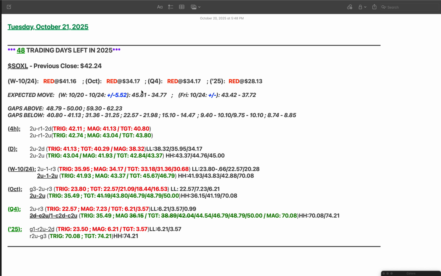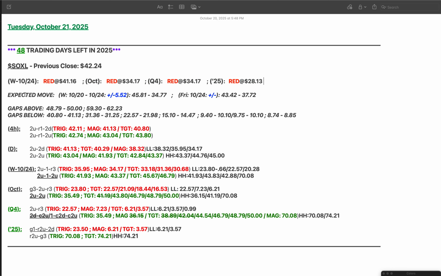We talked about the scalping, how we use the opening print, overnight high, previous high of day, overnight low, and previous low of day. So I won't have those triggers and targets on here. Those you've got to kind of play more on the fly. But we can see for Tuesday, October 21st, we've got 48 trading days left. Today's close price, or Monday's close price, was 42.24, and we can see that the week flip is at 41.16. So we know the week goes red if price goes below 41.16, and then we've already known about the month, quarter, and year for some time now.